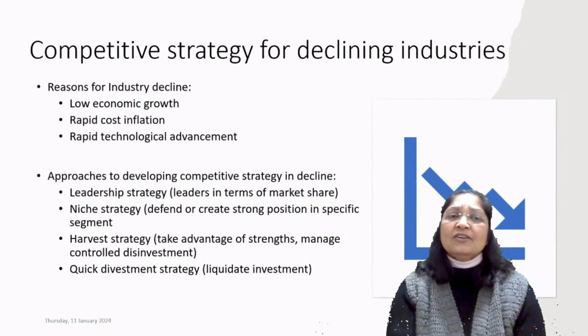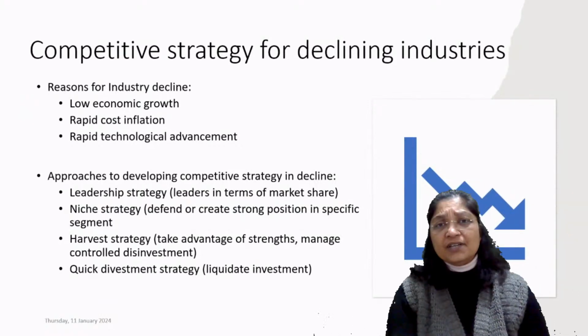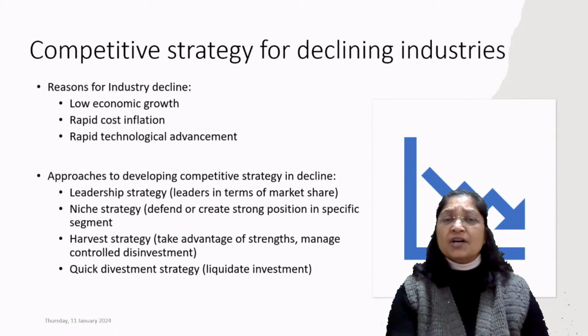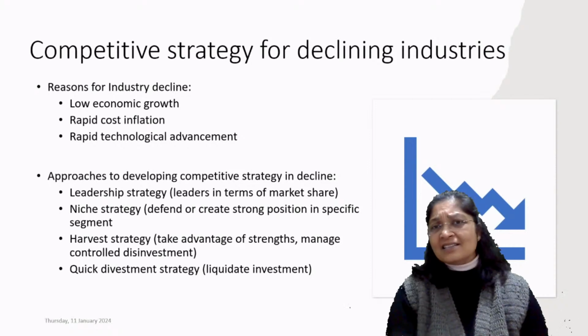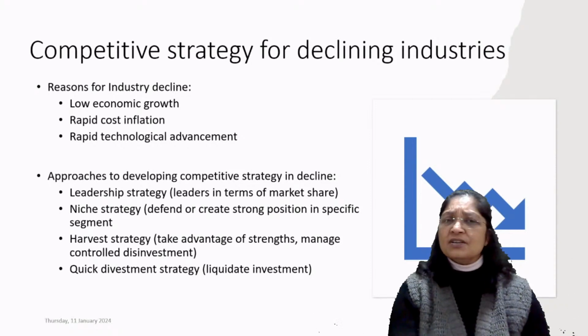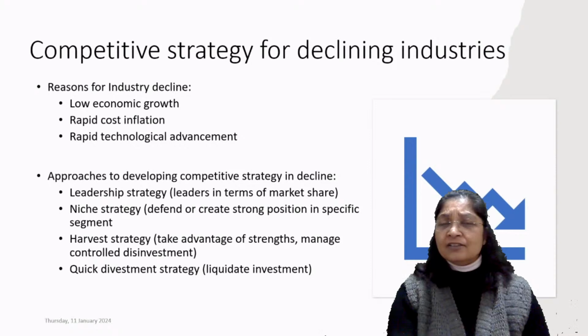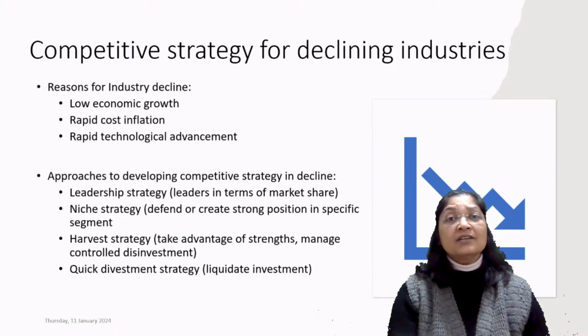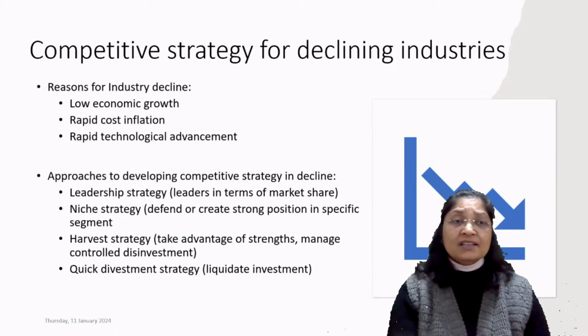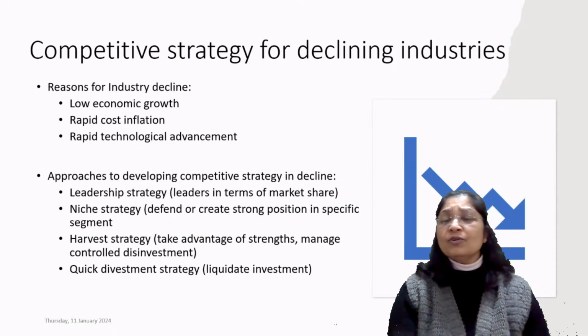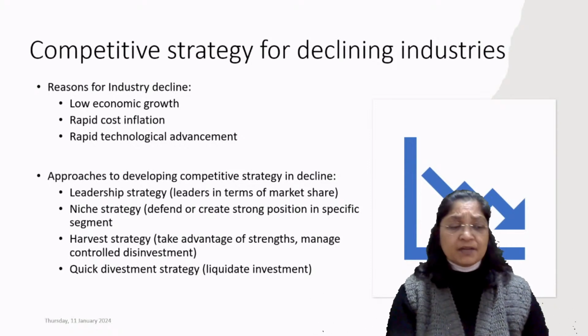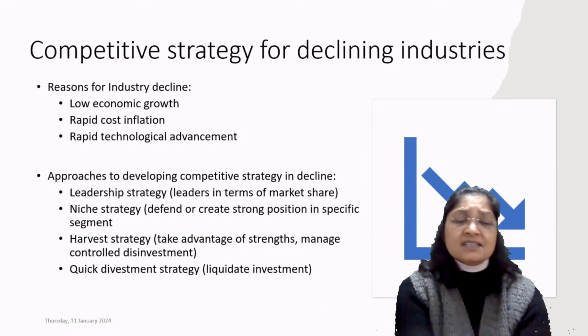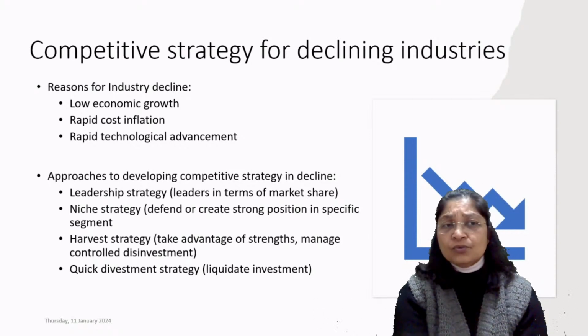Now, what are the competitive strategies for a declining industry? That is, industries which are facing losses, the declining industries, as the name shows, which are not having growth. They are not even stagnant. They see that their market share is falling. So, what are these competitive strategies, and why? What are the reasons? The reasons are low economic growth, rapid cost inflation, and rapid technological advancement. These are the three major reasons for an industry to decline.